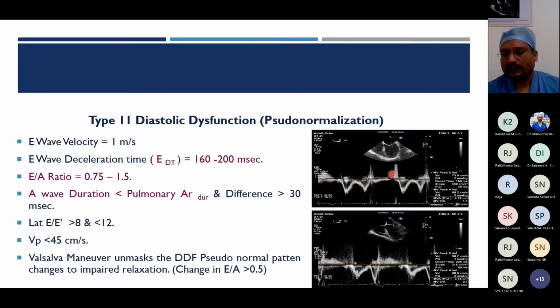So in this patient, before Valsalva, it looks almost like a normal pattern. The deceleration time is normal, the E and A ratio is normal, but when we provide a Valsalva here, it changes to impaired relaxation. If it would have been a normal pattern, then it would not have changed. So here you can see the E by A ratio has become 0.7. The E wave deceleration time has become 235. So after applying Valsalva, there is a change from pseudo normalization to an impaired relaxation.